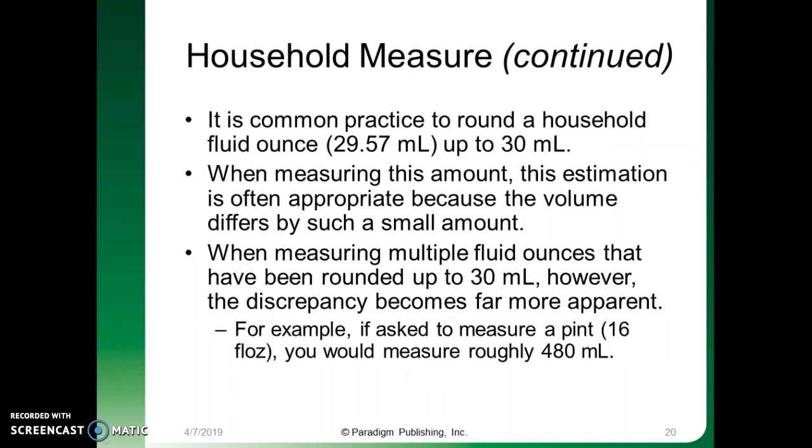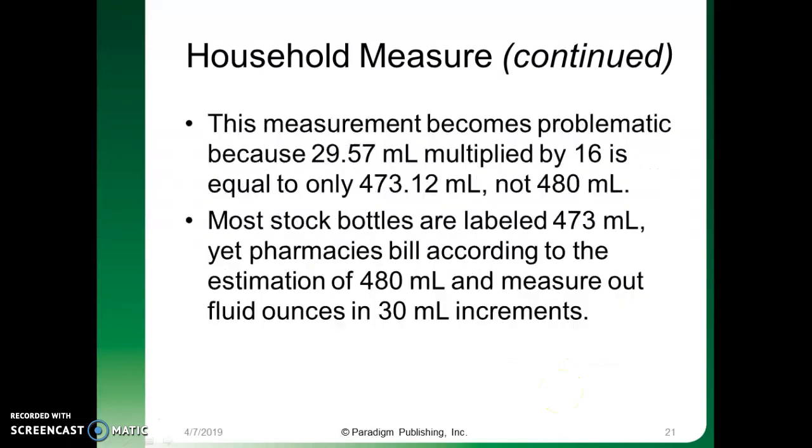It is common practice to round a household fluid ounce to 30 ml, which I just talked to you about. When measuring this amount, this estimate is often appropriate because the volume differs by such a small amount. When measuring multiple fluid ounces that have been rounded to 30 ml, however, this discrepancy becomes more apparent. So for example, 16 fluid ounces would roughly be 480 ml, which is way over the actual amount, which would be 473, but we're still using 480.